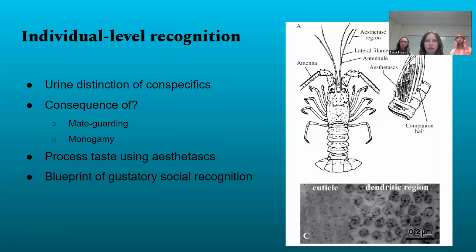On their antennules, peacock mantis shrimp have these aesthetascs, which are unimodal chemosensory sensillae, which, if we break that down, essentially what that means is that it's a single mode of small hairs that are modified for perceiving sensory stimuli. These aesthetascs allow them to process the taste of the urine. We don't know what components of the urine specifically they taste to help distinguish their peers. This research was the blueprint for Dr. Bruck's research on social recognition in dolphins.